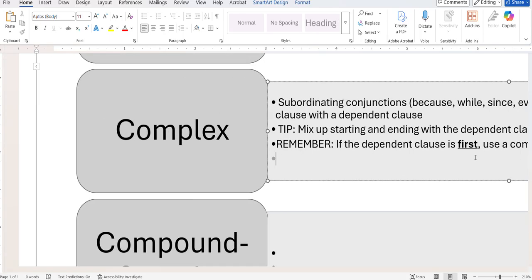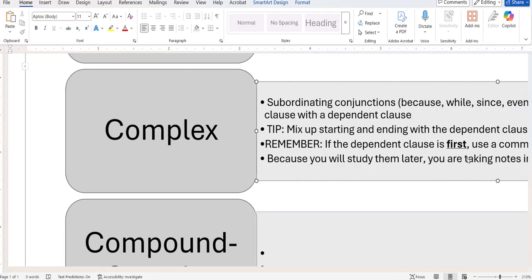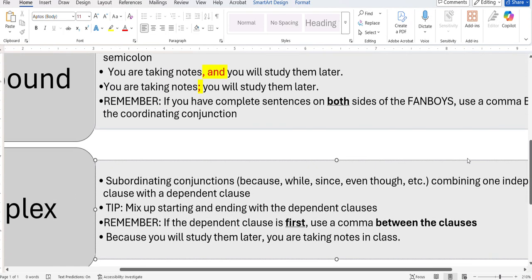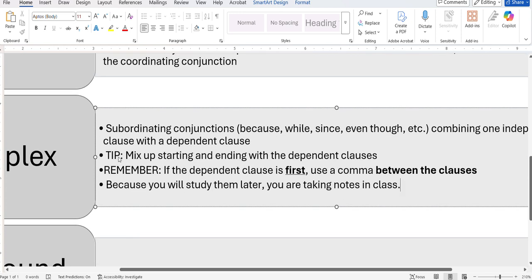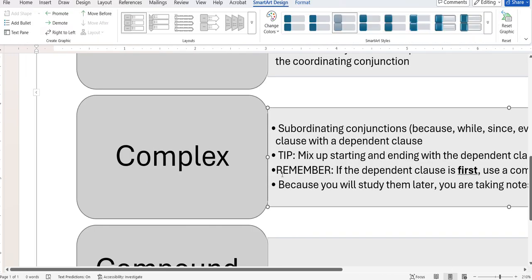So this would look like, because you will study them later, you are taking notes in class. So I am still combining these same two sentences. You will study them later, complete sentence. You are taking notes in class, complete sentence. But I put this subordinating conjunction here of because.